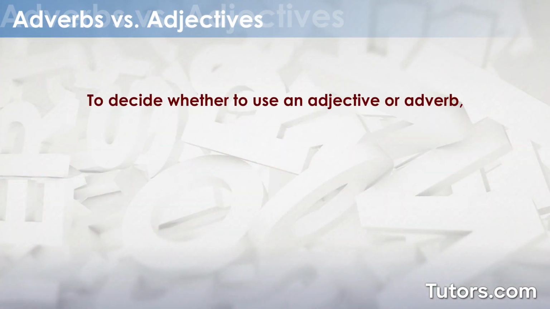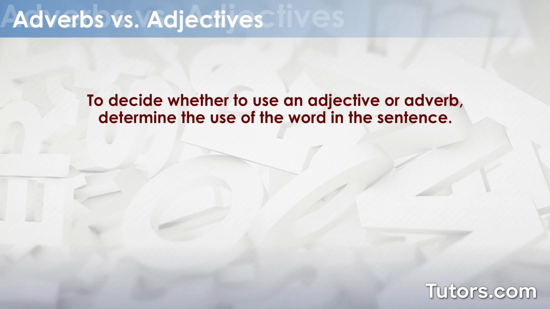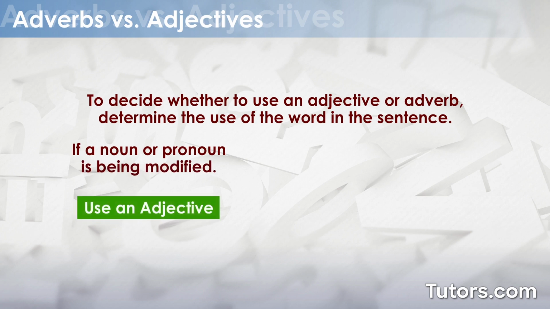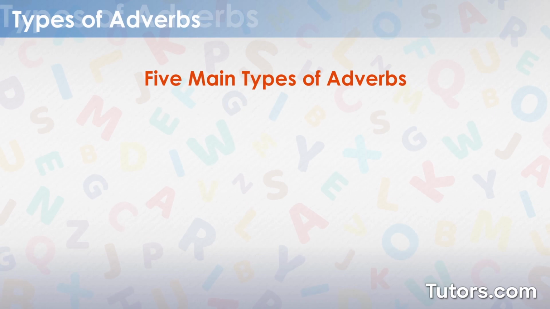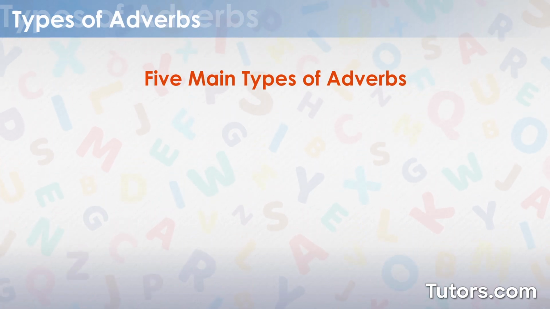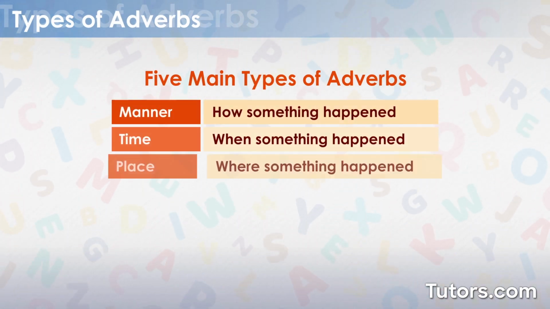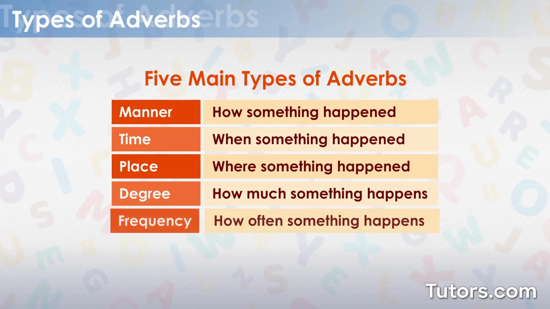To decide whether to use an adjective or adverb, determine the use of the word in the sentence. If a noun or pronoun is being modified, use an adjective. If a verb, adjective, or other adverb is being modified, use an adverb. There are 5 main types of adverbs: manner, time, place, degree, and frequency.